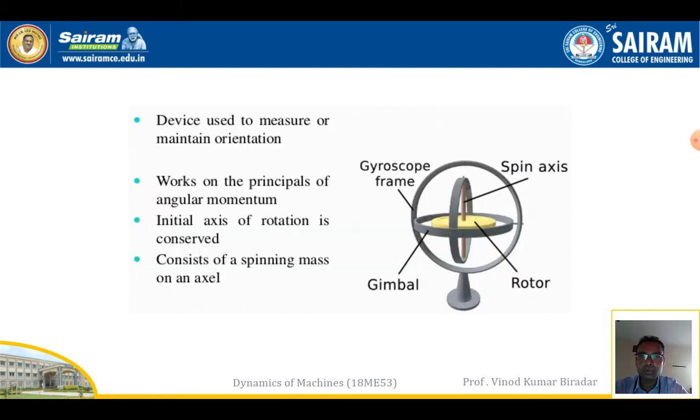Okay, so this is the gyroscope picture. It is a device which is used to measure and maintain orientation. Here the parts of the gyroscope are the rotor, the middle part called the rotor, spin axis, gyroscope frame, and gimbal. It works on angular momentum, so the initial axis of rotation is conserved, consisting of spin masses on an axle. So this is how the gyroscope device looks.